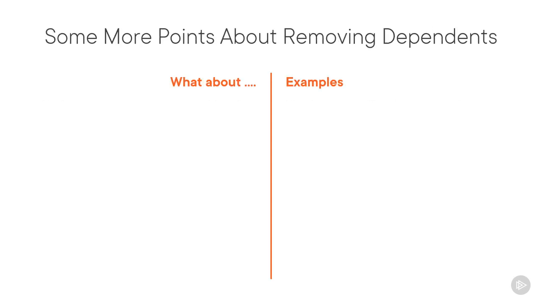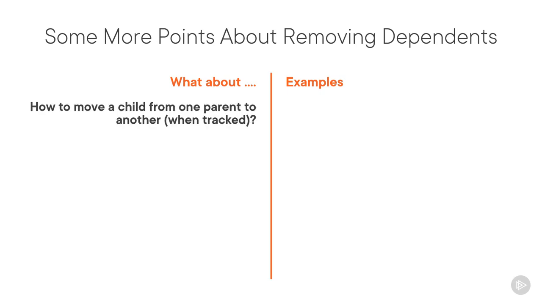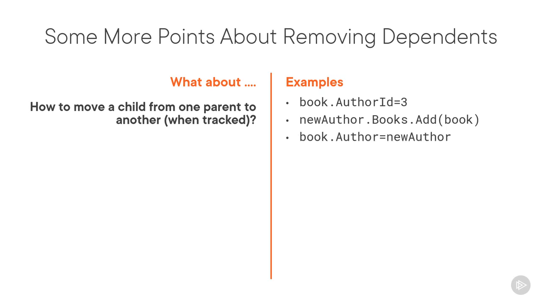There are a few more things I want to make sure you're aware of about removing dependents from a relationship. What if you wanted to move a book from one author to another? The simplest path would be to retrieve the book and change its author ID. But you could also take a book that's attached to one author object and just attach it to another author object, either by moving it into the author's books collection or setting the book's author property to the new author object. EF-Core will recognize what happened, and it will update the book in the database with a new author ID.